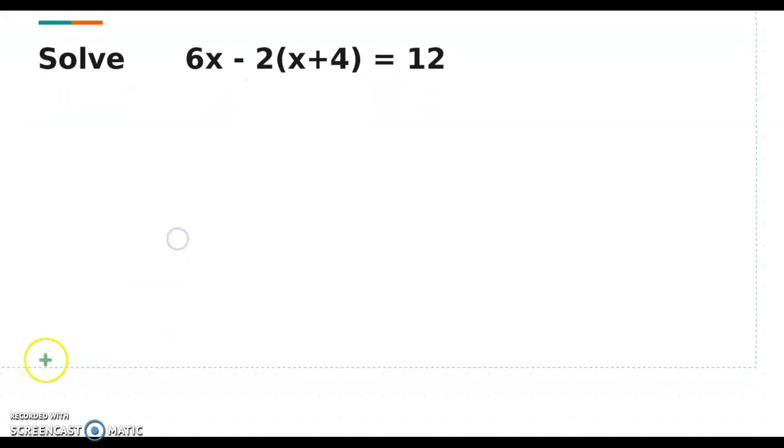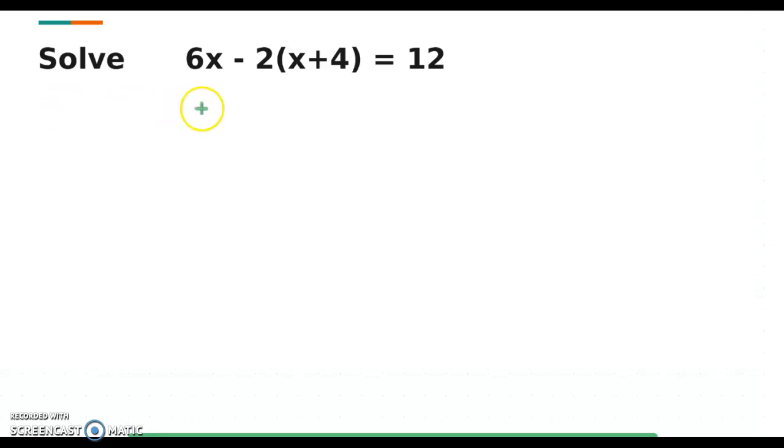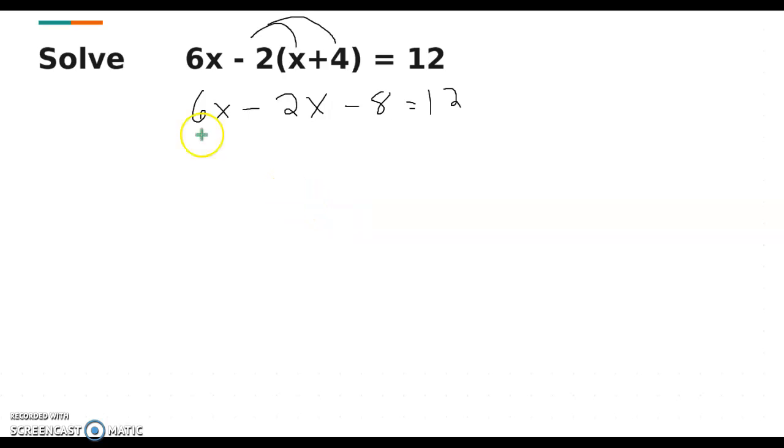So on this one we have 6x minus 2 parentheses x plus 4 equal to 12. So I'm first going to distribute -2. Think of that minus 2, the negative in front. I know it says minus 2, but if you think of it as a negative, the terms will work a little better. I get minus 2x minus 8 equals 12. 6x minus 2x, like terms, that becomes a 4x. So I have 4x minus 8 equals 12.